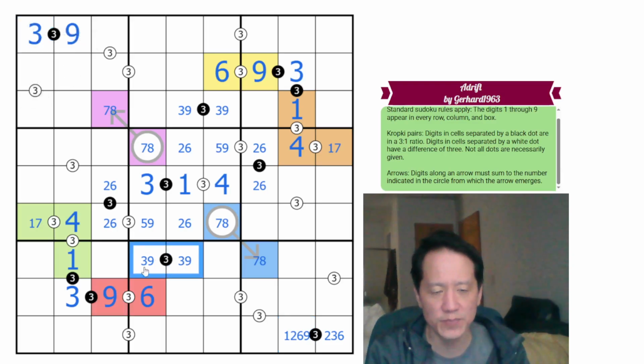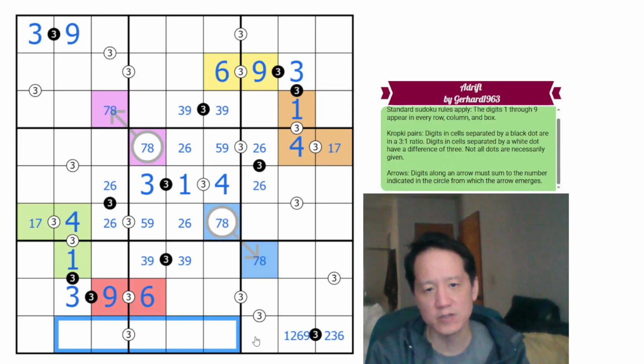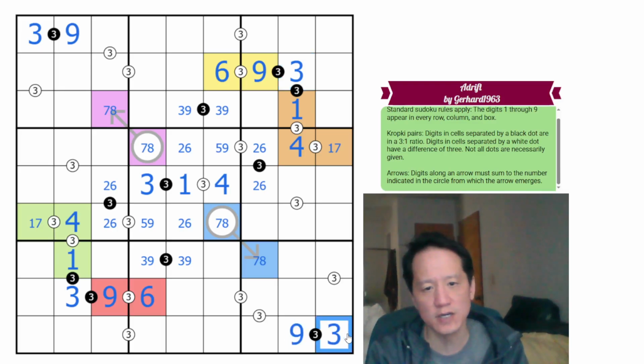We celebrate. The 9 here eliminates 9 from the rest of the box. The 3, 9 pair eliminates 9 from the rest of this box. So where is the 9 here? Can't be here because of this 9. Can't be here because then that would have to be 3, which is eliminated there. So it must be here. So this is 9, which makes that 3.